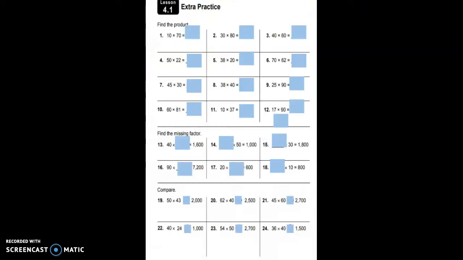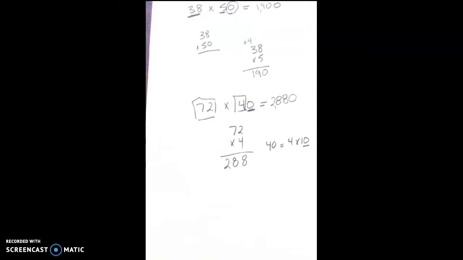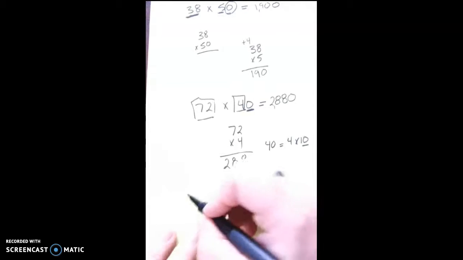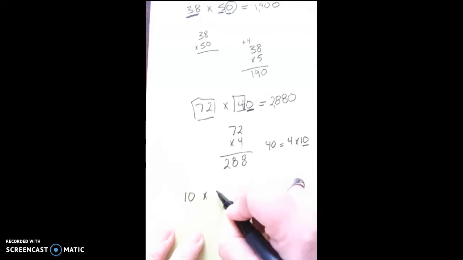Let's take a look at the work. So I'm going to get a worksheet that looks just like this, and it's asking me to find the product. So my first one is 10 times 70. I'm going to take a look at my scrap paper, and I have 10 times 70.